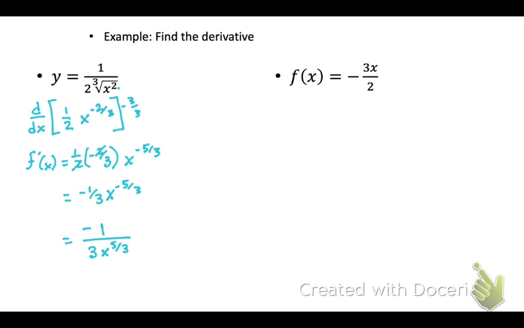1/3. So I do x to the 1/3 and x to the 1/3. So that gives me negative the cube root of x over 3x to the what? 2. Because 1 plus 5 is 6, divided by 3 is 2.